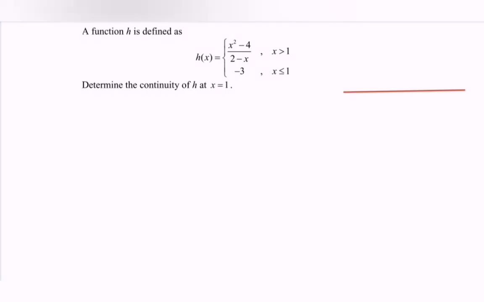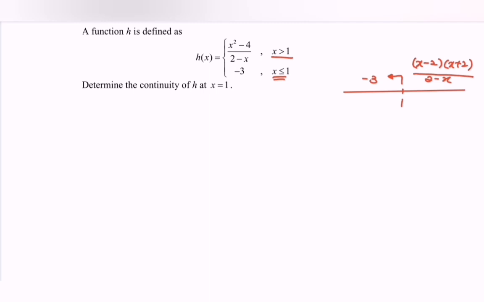Next, kindly refer to the second question. A function h is defined as given. Kindly illustrate the h in the situation of real number line. So here we have the 1. For x greater than 1, we have x minus 2, x plus 2, over 2 minus x. Here we will have the situation x less than or equal to 1, where we have the negative 3. So determine the continuity of h at x equals 1.